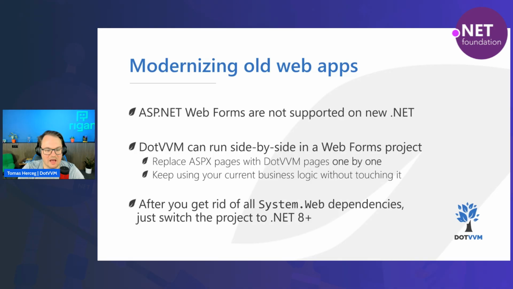And after you get rid of all dependencies on System.Web and HttpContext and this API that is unsupported, you can then switch the target framework to .NET 8, because .vvm is the same. The main part of the framework is the same on both the old .NET Framework and the new .NET. So this can be a quite low-risk, slow, incremental method of modernizing old web applications.